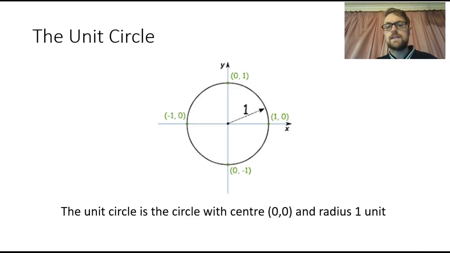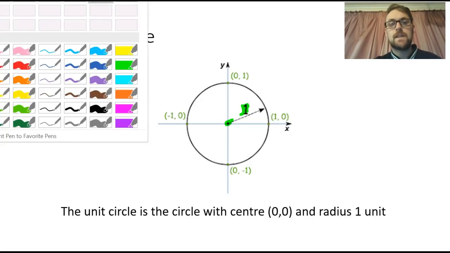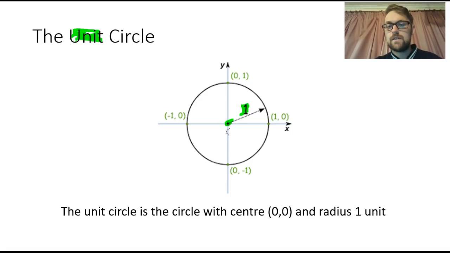The unit circle is a circle, and the reason it's called a unit circle is because its radius is one unit. Okay, so it's a circle with a radius of 1 unit, and the center of the circle is at 0, 0. Okay, so that's just here, 0, 0. Okay, now because of these properties, it has some really interesting features.